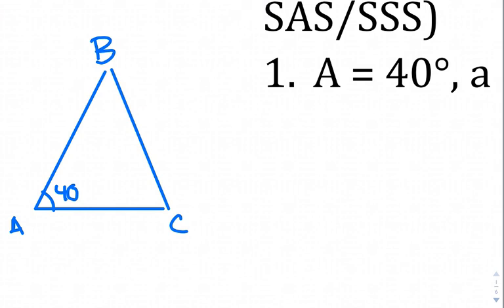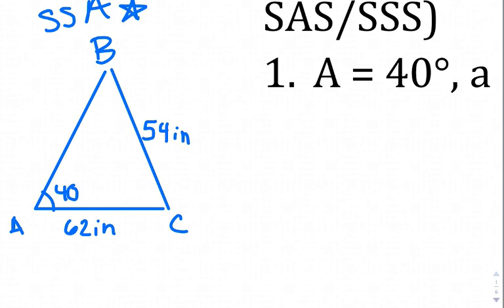Side A, so remember I look at angle A and I go directly across. This would be 54 inches. And then side B, so across from angle B is 62 inches. So first I have to decide what kind of triangle it is. I see I have an angle, a side, and then a side. So it has to be a side side angle problem, and remember, these are the special ones that could have one triangle, two triangles, or zero triangles.